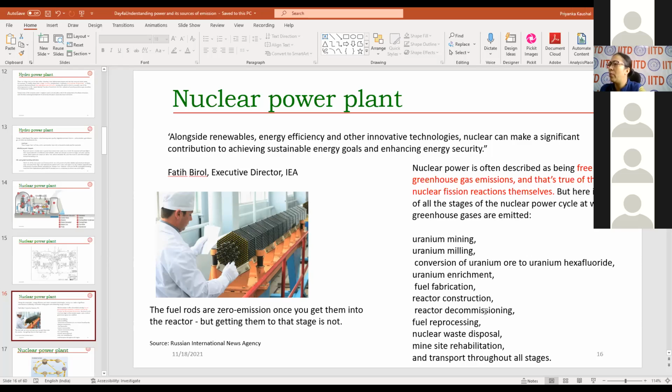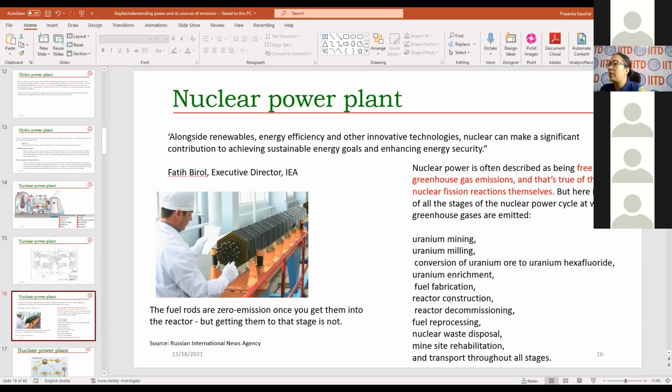Decommissioning of a coal-based power plant is relatively easy. But when you talk about decommissioning a nuclear power plant, it is a tricky business. Then whatever fuel has gone through one cycle, you reprocess it and try to reuse it. So there is a fuel reprocessing plant. How much emission happens because of that? And the most difficult thing is nuclear waste disposal. How do we dispose of the nuclear waste? Mine site rehabilitation is the same problem as coal. Those who are displaced because of this mining, how are they being rehabilitated? And at every stage, there is transportation.